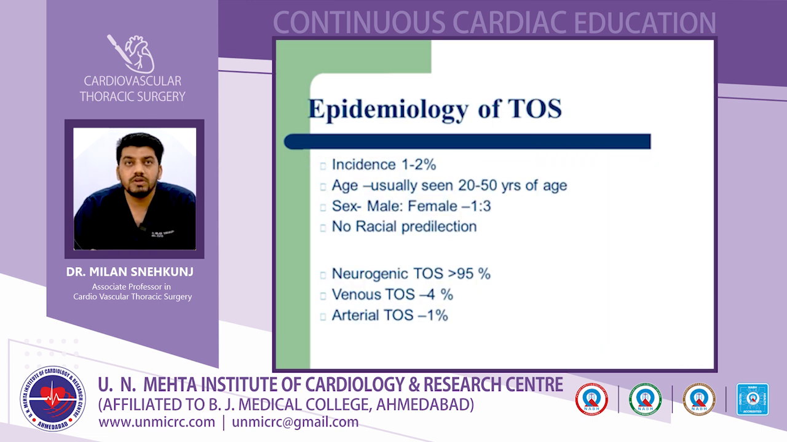Now coming to the epidemiology part, incidence is 1 to 2%, usually occurring in 20 to 50 years of age. Male to female ratio is 1:3. There is no racial predilection, and the most common type is neurogenic TOS, which accounts for more than 95% of thoracic outlet syndrome. Second most common is venous TOS, and third is arterial TOS.